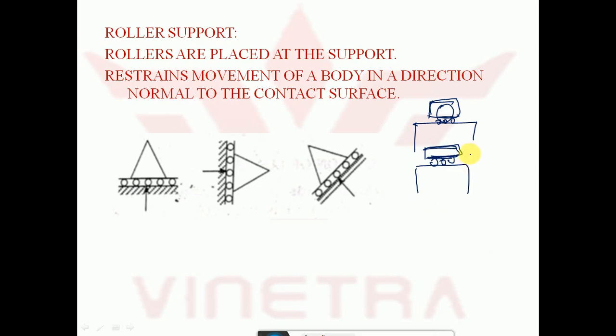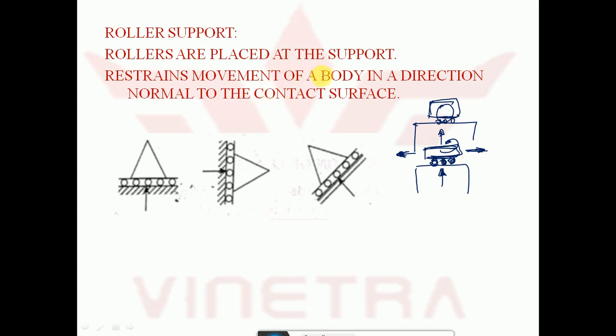So what happens here? The body is free to move in this direction. The to and fro motion is allowed, and even I can lift this body, or even I can rotate this body. But the only thing that is restrained is again the perpendicular motion about the contact surface. The body is allowed to move in to and fro direction. These rollers make the motion a bit easier, that is, friction is reduced here.